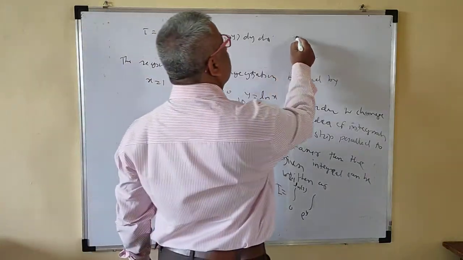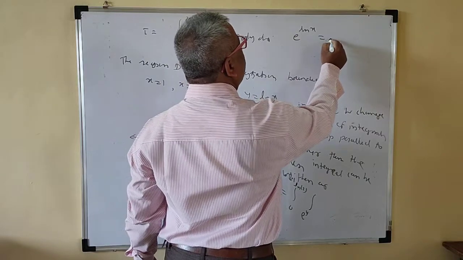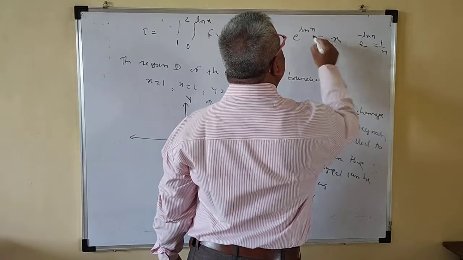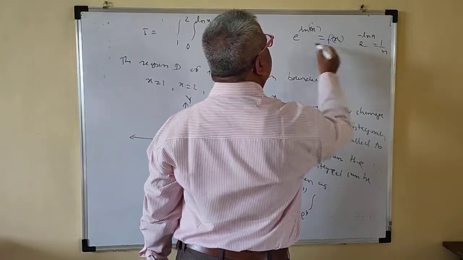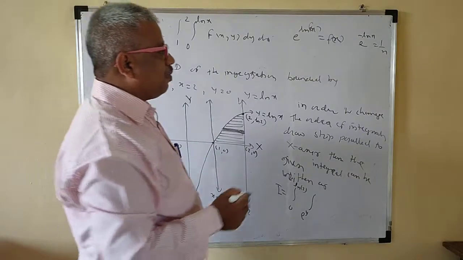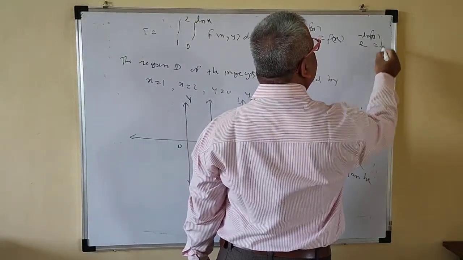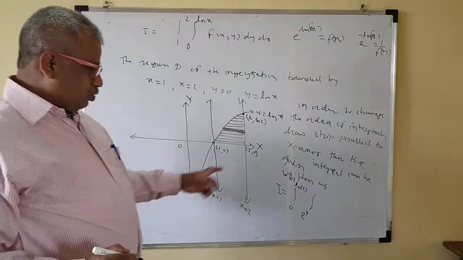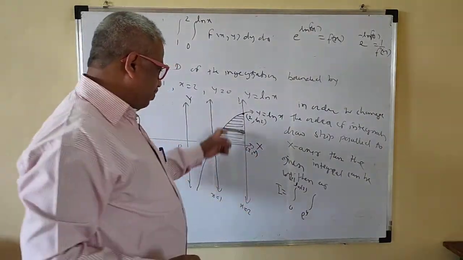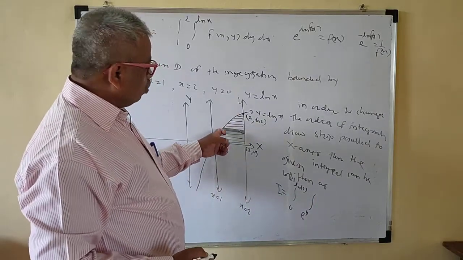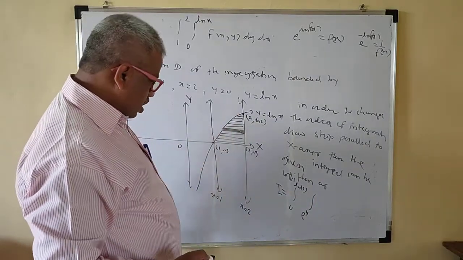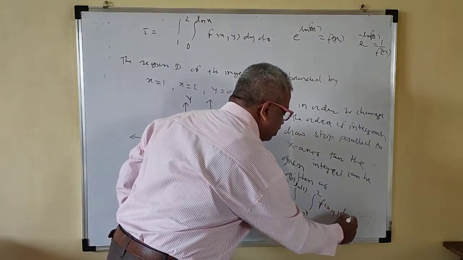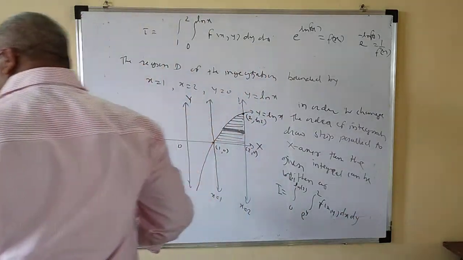Because you know that e raised to ln x is always x, and e raised to minus ln x is always 1 upon x. You may write f of x also. So e raised to ln f of x is f of x, and e raised to minus ln f of x is 1 upon f of x. So remember that. We'll apply this here: e raised to y. So x goes from the left curve e raised to y to the right curve, that is 2. So this is the integral of f of x y dx dy. Right. So this will be your solution.